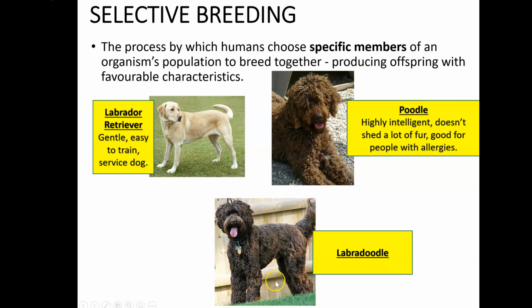Like I have a golden doodle at home. He's 5 years old, and he is a mix between a golden retriever and a poodle, and he doesn't shed at all. And he's a lovely, lovely dog, and I love him. So this is an example of selective breeding.